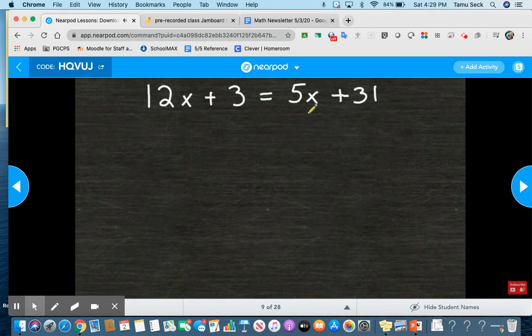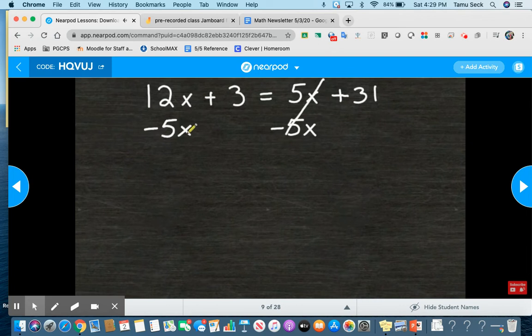What we are going to do first is, because we have a positive 5x on the right-hand side, we're going to do the opposite of that, which is to take away 5x. That way, they will both cancel out on the right-hand side of the equation. We must do the same thing to the other side of our equation in order to balance our equation.